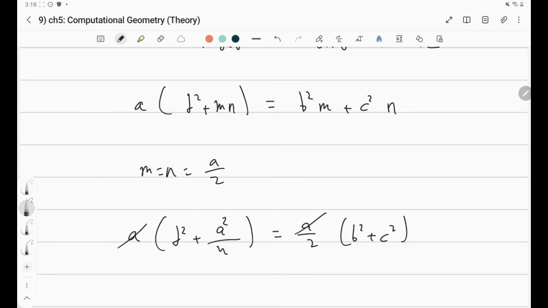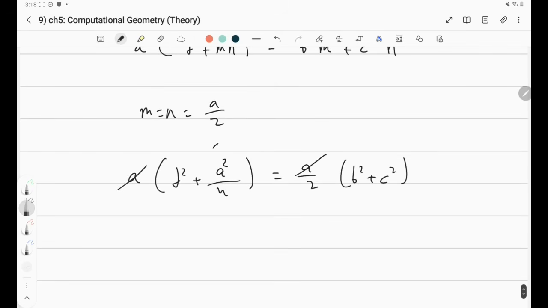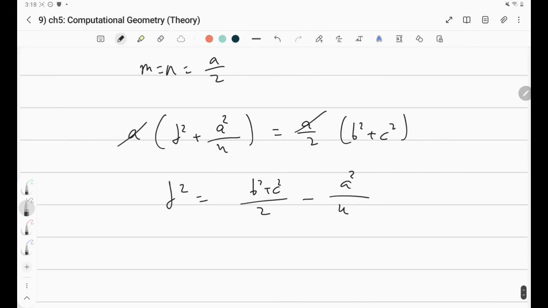Cancel the A. Move this to the other side. It's just going to be D squared is equal to (B squared plus C squared) over 2 minus A squared over 4. And that's it. You got it. That's the median from A. M_A squared is equal to that.